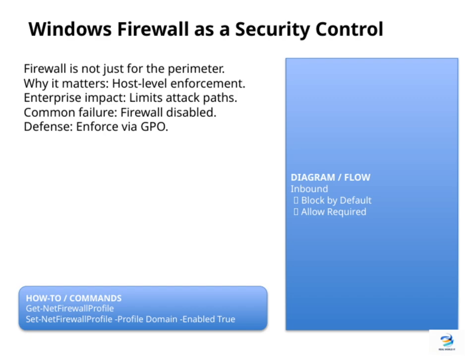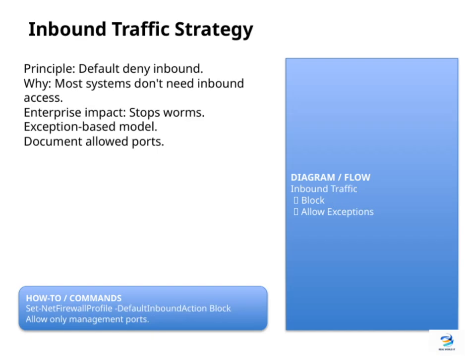Ultimately, Windows Firewall acts as a fundamental security control at the host level, helping us maintain a strong security posture by controlling traffic and reducing potential attack vectors. In this slide, we're looking at our inbound traffic strategy, which is crucial for maintaining a secure network environment.